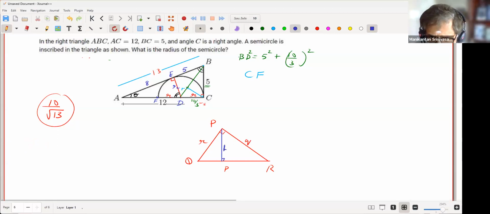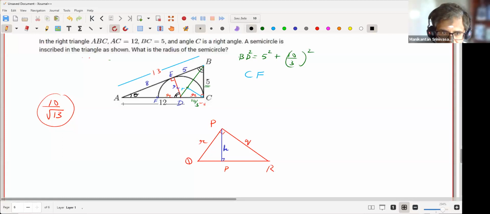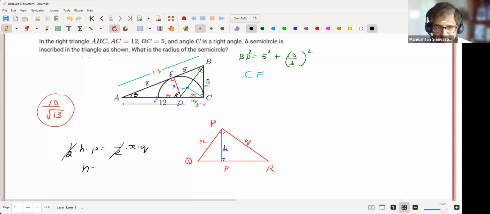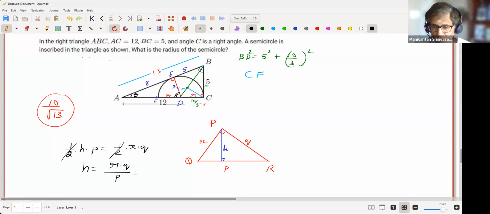Now, we know the area of the triangle can be expressed in 2 ways. It's half into H into P. It's also half into, if I keep the base as R, the height becomes Q. So half gets cancelled. So the height is nothing but R into Q upon P, or rather the product of the 2 sides upon the hypotenuse. As simple as that. So exactly the same thing.